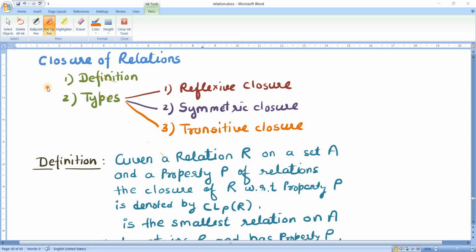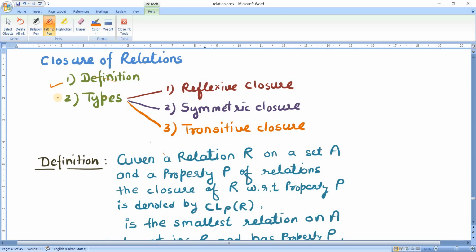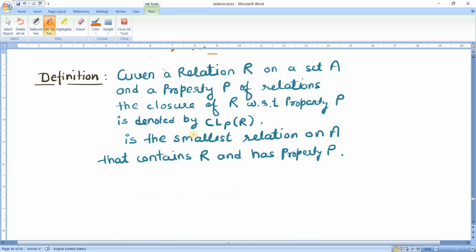So we will see two things here. One is what we mean by closure of relations. That is, we will talk about the definition of closure of relation. Then we will see the types of closure of relations. The basic types are reflexive closure, symmetric closure and transitive closure. We will see all these in the upcoming lessons one after the other, and these are just the basic closure types. We have more types of the closures. So let us understand what we mean by closure of relation.